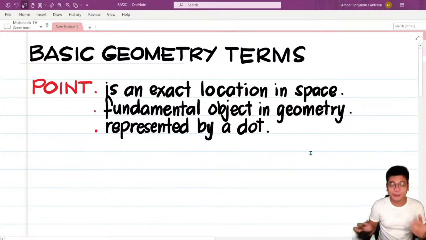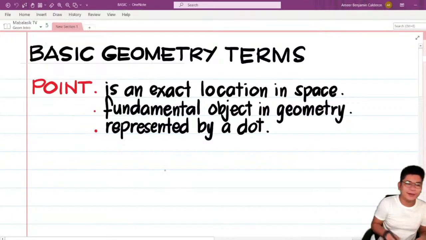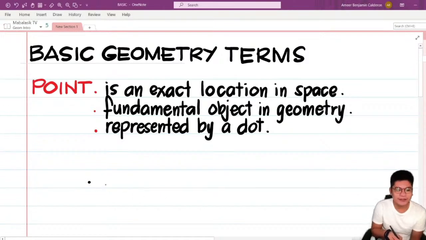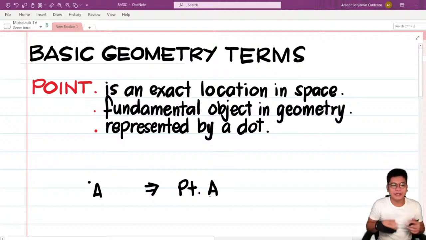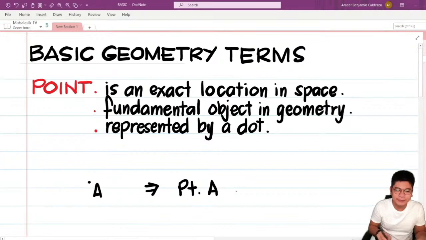So, idodrawing natin yung point. What does a point look like? Basically, a point looks something like this. And it is usually represented by a capital letter. So, therefore, this is point A. That's how we draw a point. It is represented by a dot, and this is how we name the point. Point A. Let's go to our next definition.